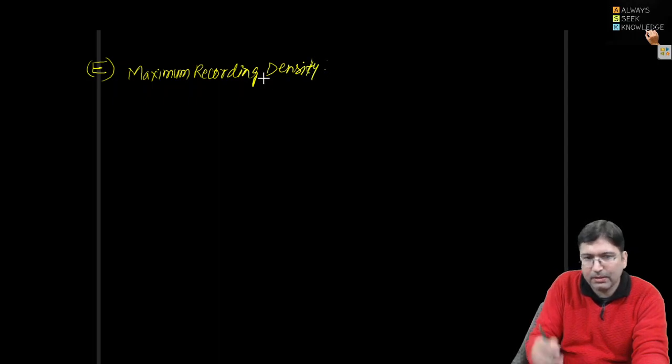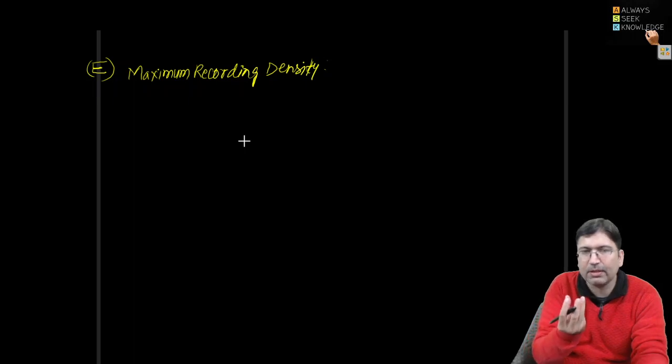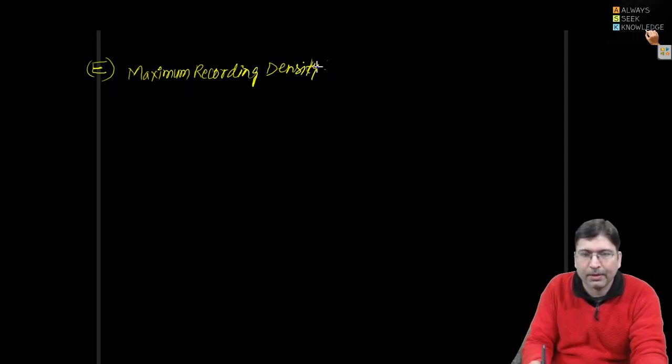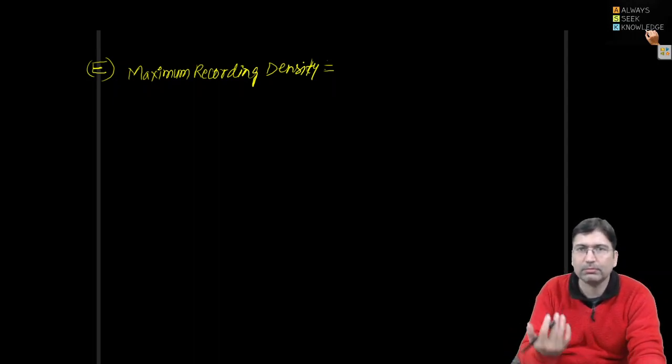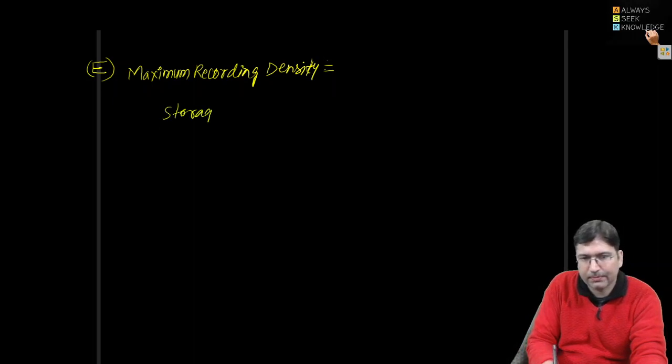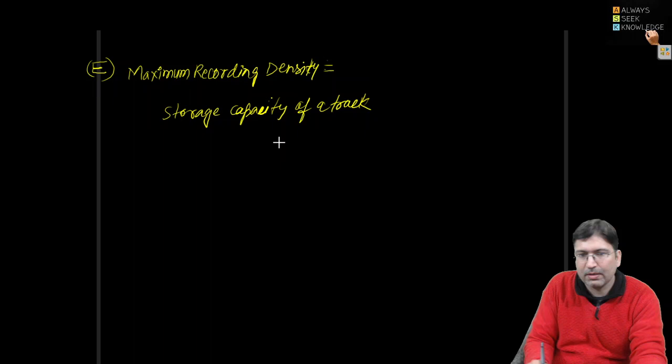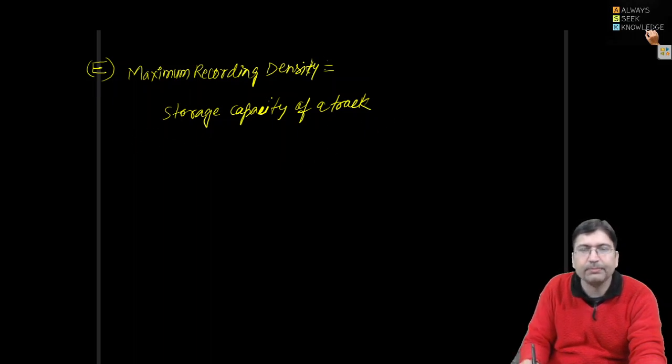Maximum recording density will come in the innermost track, because the innermost has a very small diameter compared to the outermost. So if we intend to calculate maximum recording density, we should consider the innermost track. How do we calculate this density? It depends upon how much data is stored on a track and the length of the track in terms of perimeter or circumference. So the storage capacity of a track, and we calculate the total circumference of the track.